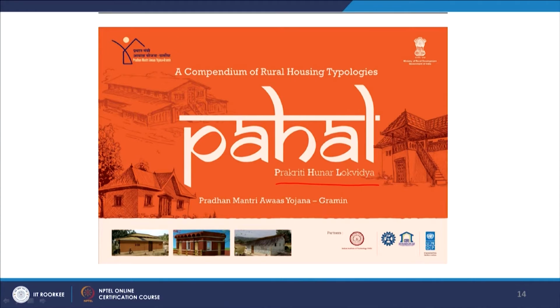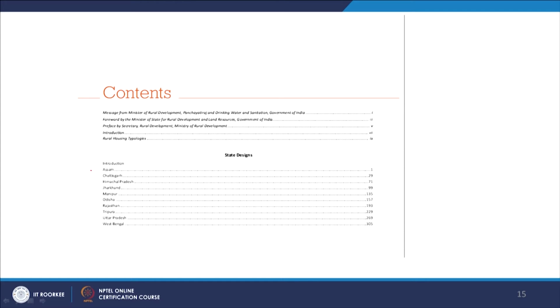where they have issued a compendium of rural housing typologies of 13 states. This is called Prakriti Hunar Lokvidya under the Pradhan Mantri Awas Yojana Gramin scheme. This has been compiled as a compendium of different rural housing technologies. UNDP, CBRI, IIT Delhi, and other technical institutions have been partners. They have already covered Assam, Chhattisgarh, Himachal, Jharkhand, Manipur, Odisha, Rajasthan, Tripura, Uttar Pradesh, and West Bengal. I will not show you everything, but I'll show you one state and the pattern they have tried to address.